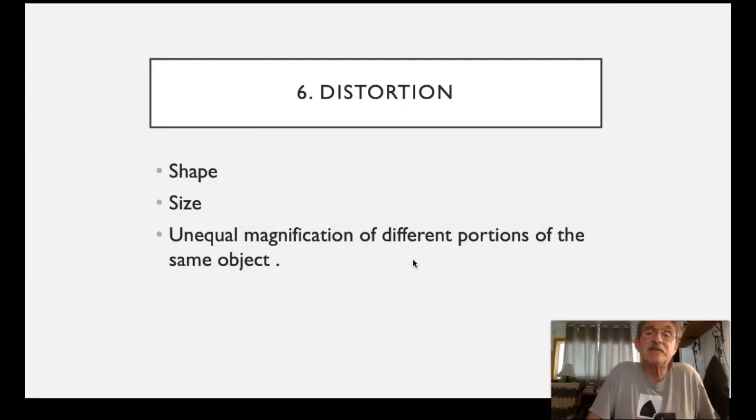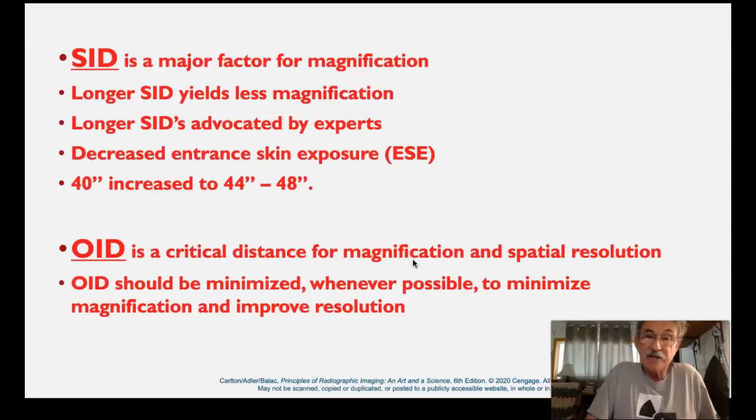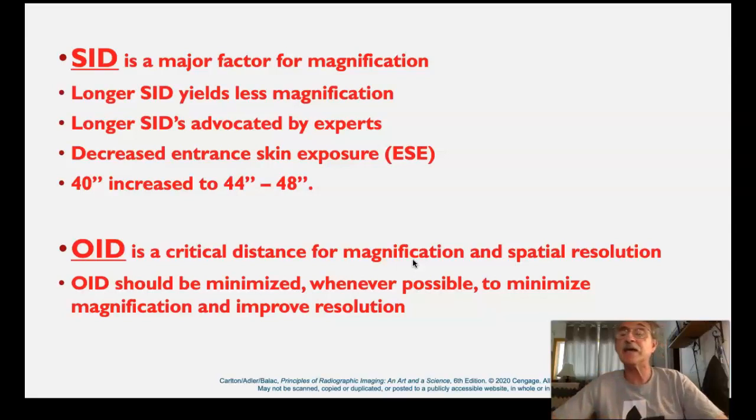Distortion. We have distortion from the perspective of shape and size, and that is typically caused by unequal magnification of different portions of the same object. There's a couple of different ways that this works. One of the ways that we can eliminate it or control it is with SID and OID, and I'm pretty sure that we did a lab about this. As you recall, source to image receptor distance is a major factor for magnification.